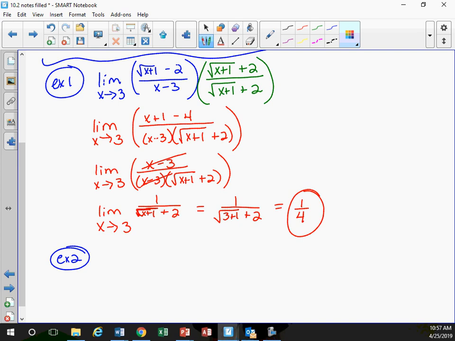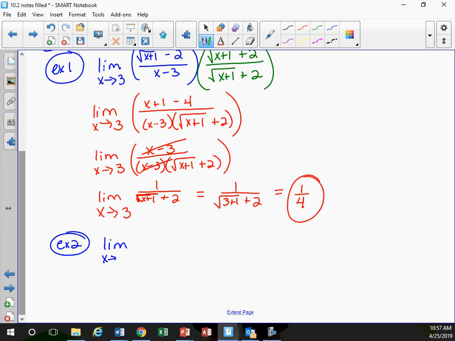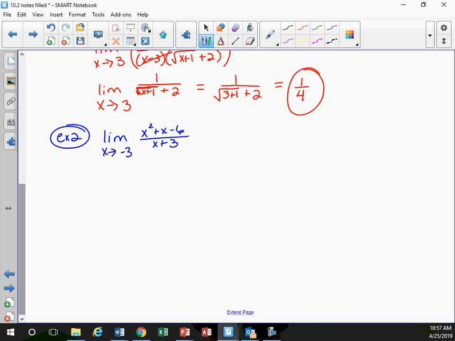Second one. Limit as x approaches negative 3 of x squared plus x minus 6 over x plus 3. X approaches negative 3, denominator is x plus 3. Can I plug it in? No. What do you think we're doing on this one? Factoring, yes.